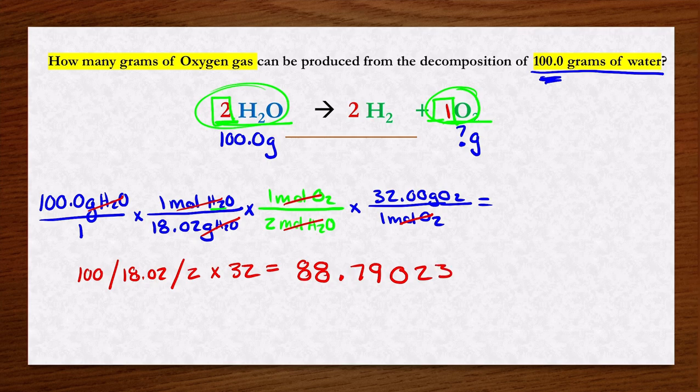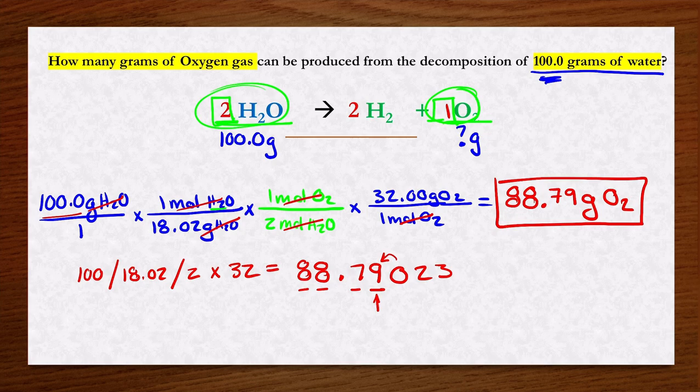All right, so now I need to make sure that my answer is in the correct number of significant digits. And I started this problem with 4 significant digits, so I need to have 4 in my final answer. So I'm going to start counting from the first non-zero digit. So 1, 2, 3, 4. And that means that 9 right here, that's my last significant place value. And since the next one over is 0, I am not going to round that 9 up. And I end up with a final answer of 88.79 grams of O2. And there is my final answer.